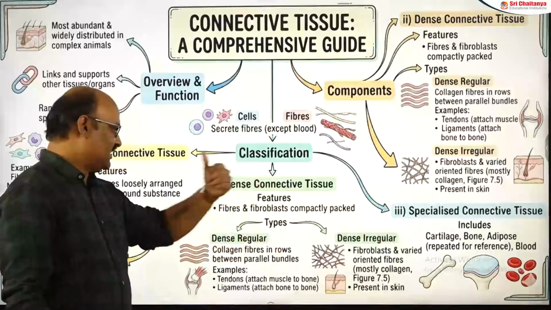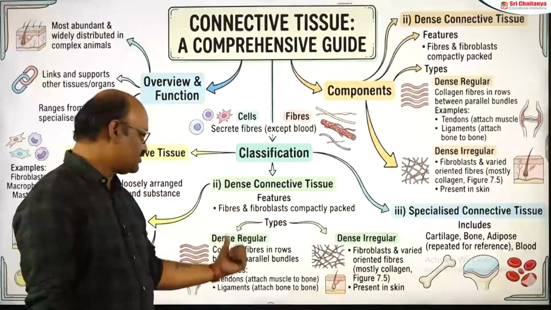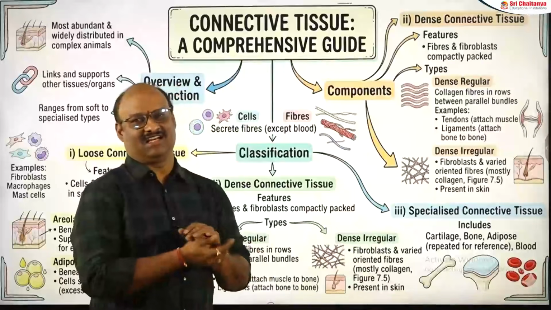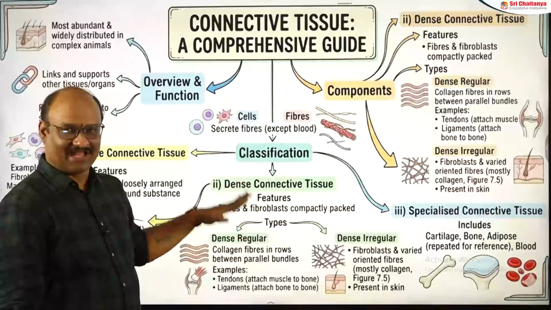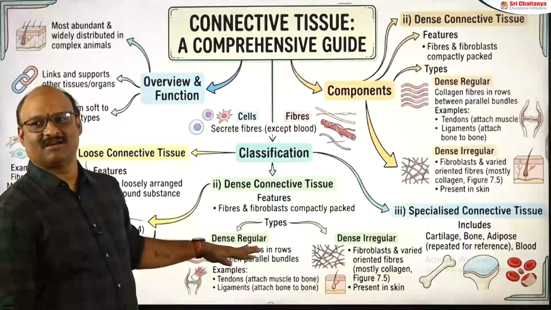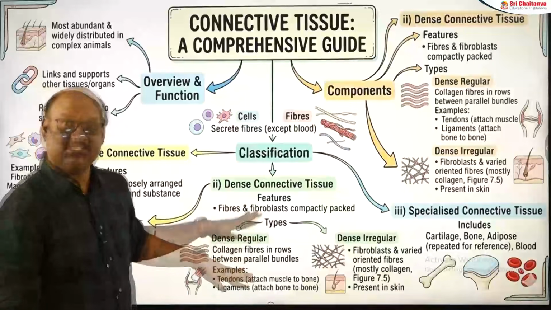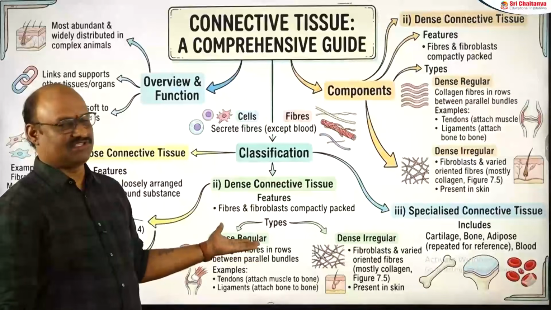When it comes to dense connective tissue, we have dense regular and dense irregular connective tissues. In dense regular connective tissues, the fibers and cells are arranged in a parallel fashion, which is present in tendons and ligaments. Tendons connect muscle to bone and ligaments connect bone to bone, we all know that.